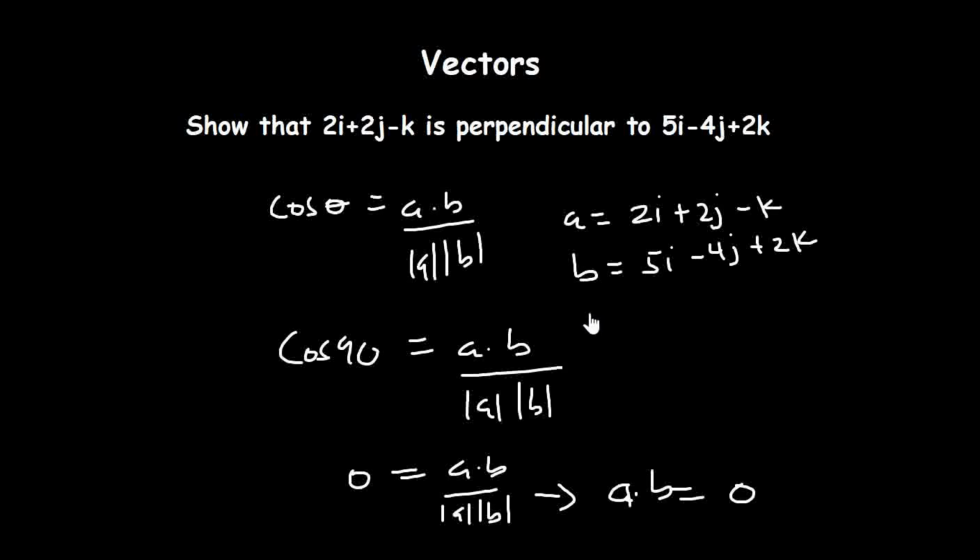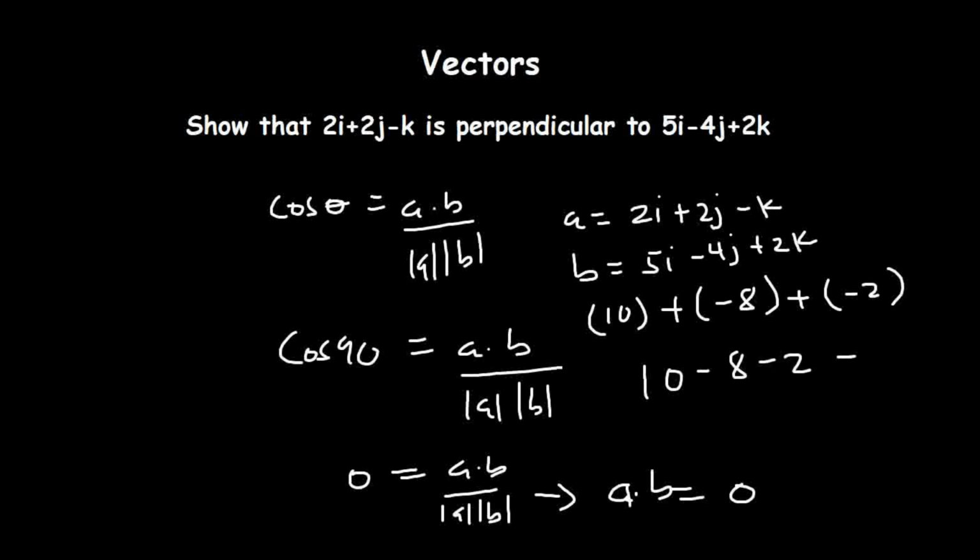Now let's look at that. To take the dot product, 2 times 5 would be 10, plus 2 times minus 4, that is minus 8, and then plus minus 1 times 2, that is minus 2. So that is 10 minus 8 minus 2, and this will be equal to 0. Therefore, these two vectors here are perpendicular.